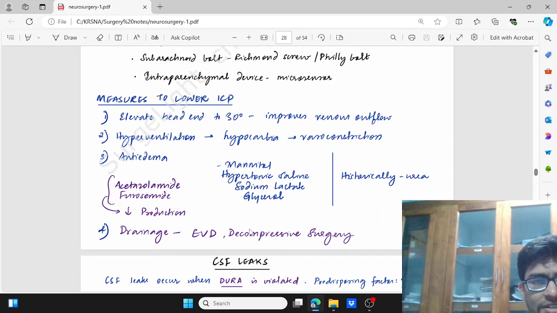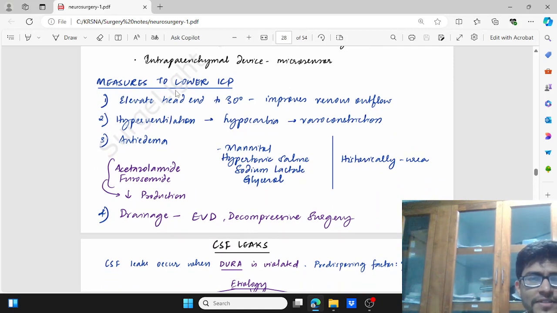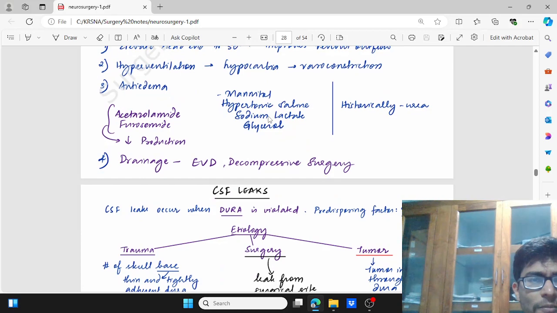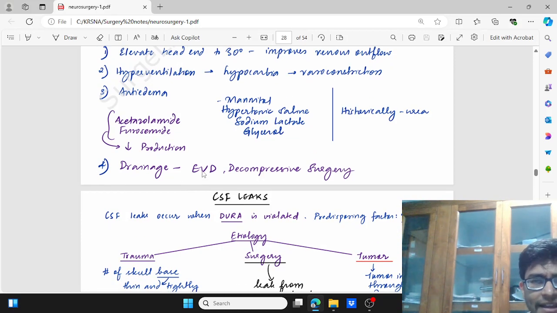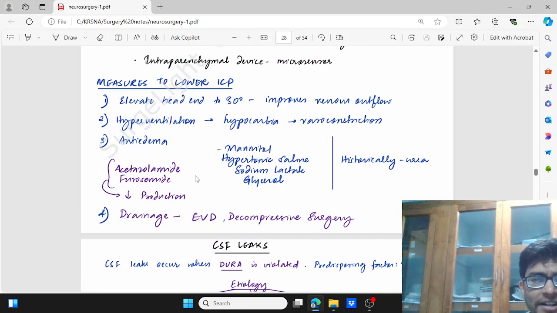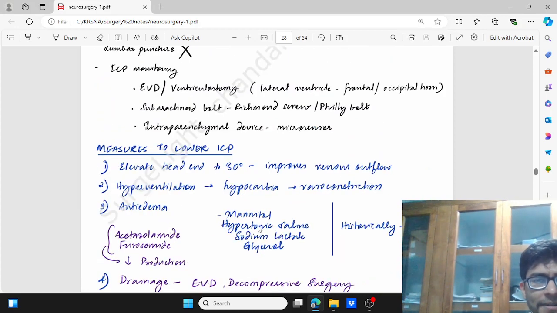Now, methods to lower the ICP. First we elevate the head end to 30 degrees, which improves the venous outflow. Hyperventilation, which results in hypocarbia, which in turn results in vasoconstriction. Anti-edema measures like mannitol, hypertonic saline, sodium lactate or glycerol. For decreased production, we can use acetazolamide or furosemide. Drainage with the help of EVD, that is external ventricular drainage, or decompressive surgery.